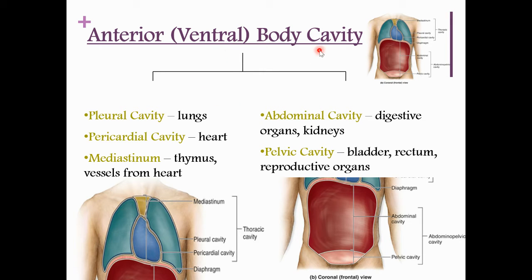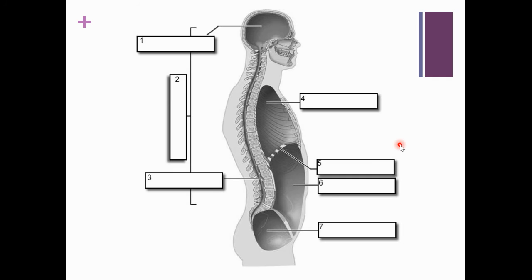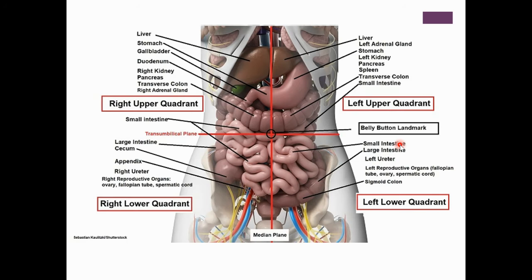Anterior, the ventral body cavities, we're going to have the thoracic cavity and the abdominal cavity. So, thoracic here is going to have the pleural cavity, pericardial cavity, and the mediastinum. Then we have the abdominal cavity and then the pelvic cavity. You might have to pause this so you can write it in your notes. Hopefully, you can fill these in: cranial, posterior, vertebral, thoracic, diaphragm, abdominal, and pelvic.